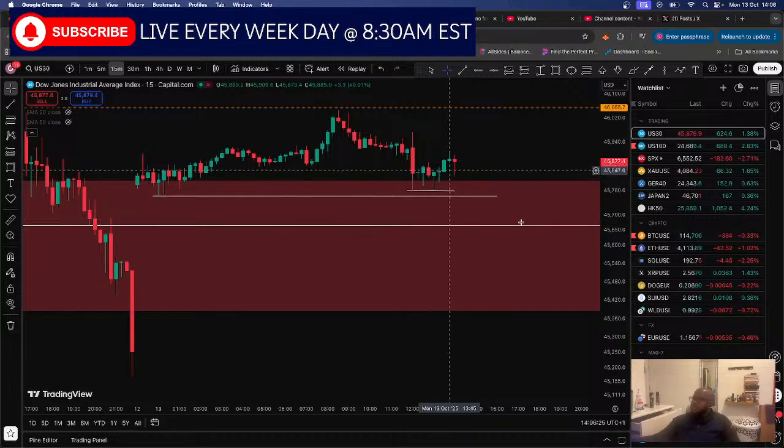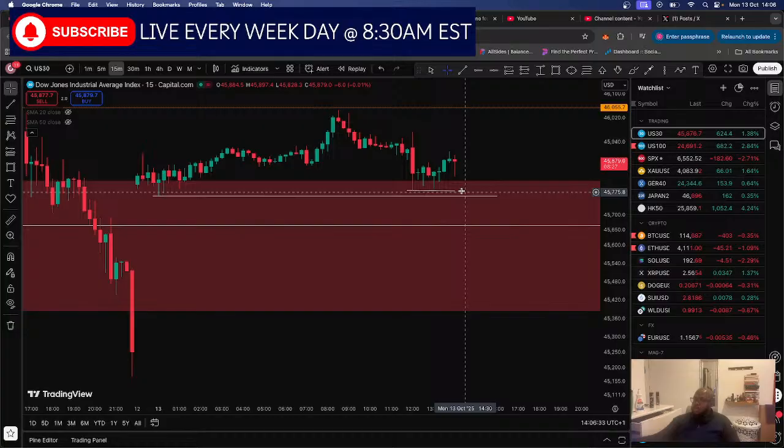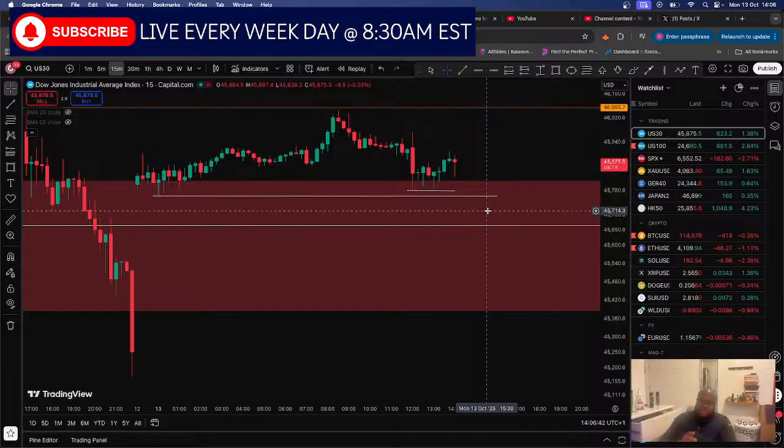this area is going to have a high amount of interest to purchase. So as soon as the market opens, I'm expecting a lot of people to buy the market. So that's what I'm expecting to see.